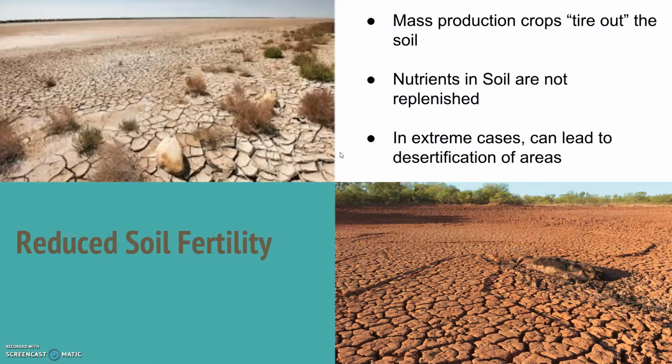Normal farming methods cycle through plots of land to let the soil refresh with nutrients after being used to grow crops. However, industrial agriculture uses the same plots of land over and over, preventing the soil from being replenished with nutrients. They tire out the soil, essentially. In some cases, this can lead to desertification of some areas.